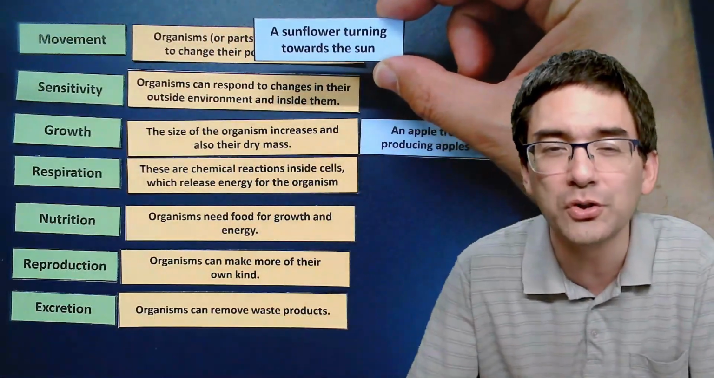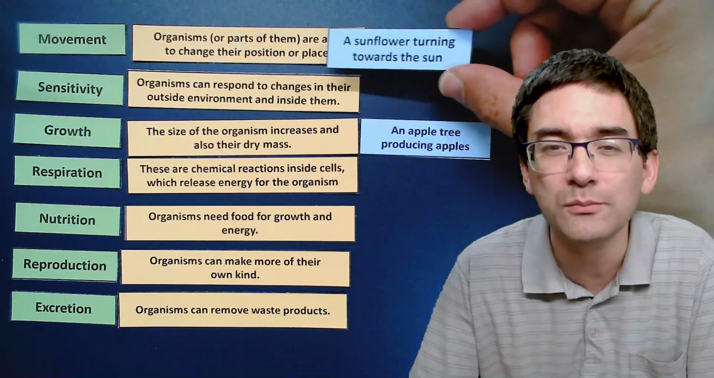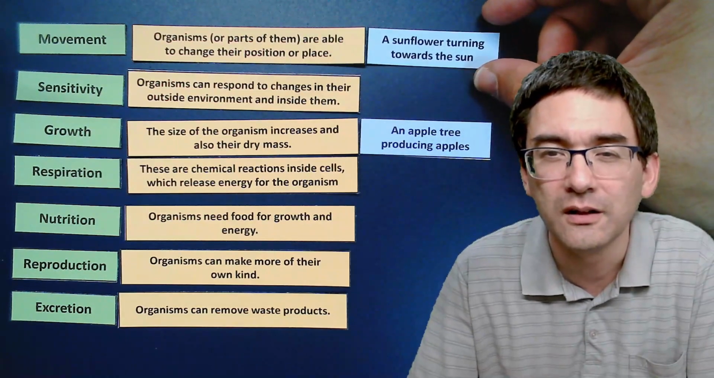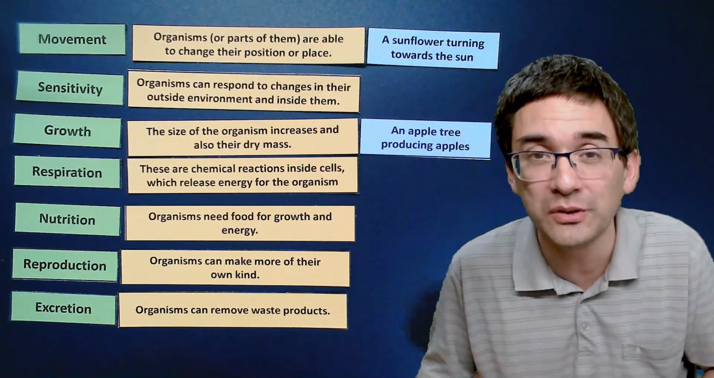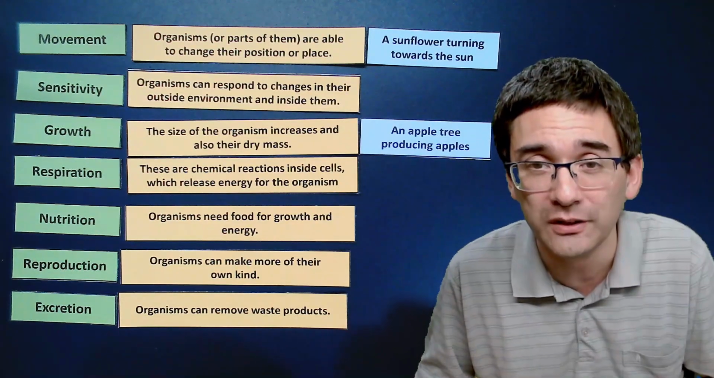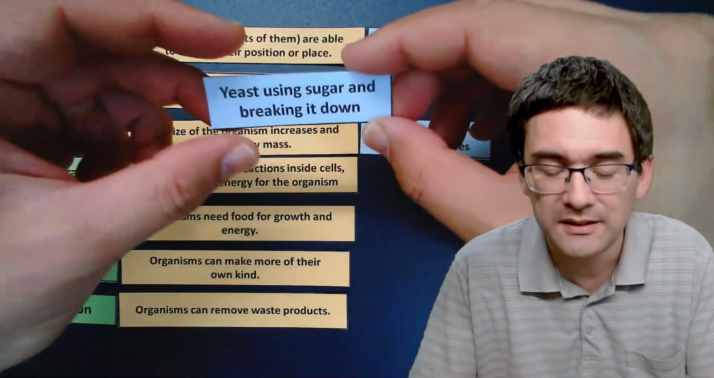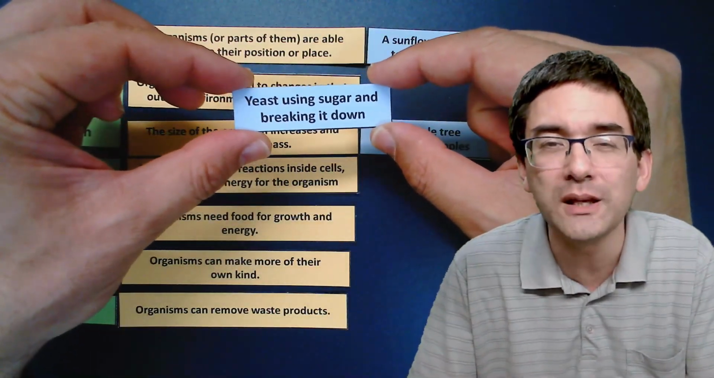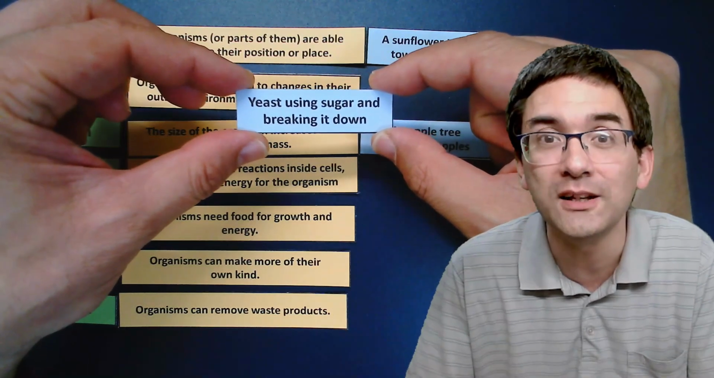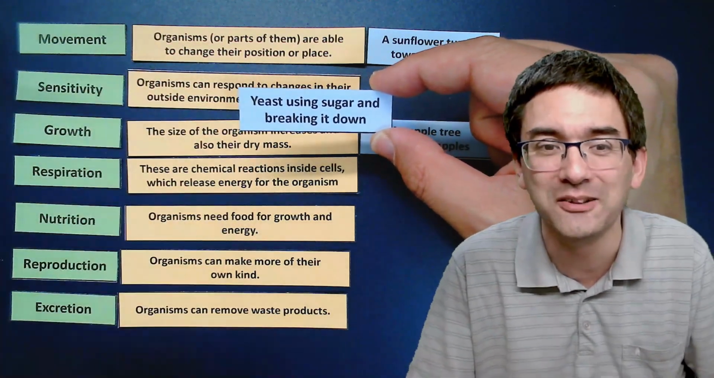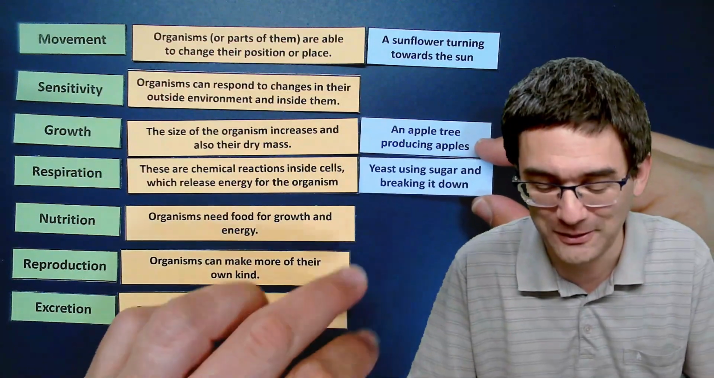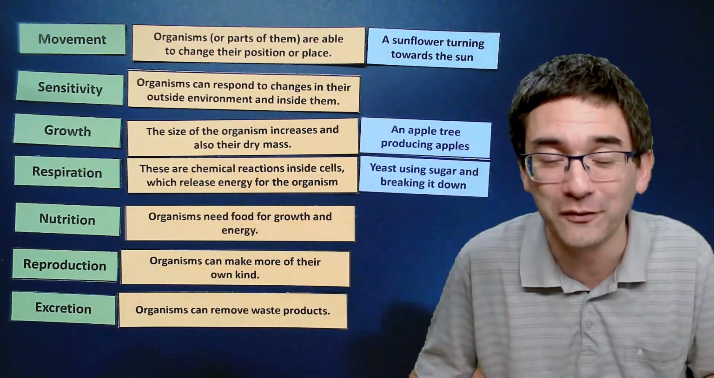A sunflower is turning towards the sun. This is movement. I picked this example to show to you that plants also are able to move. Next one is yeast using sugar and breaking it down to release energy. Haha, I'm giving you a hint here. This is respiration. As a matter of fact, I'm going to show you a video of this happening.